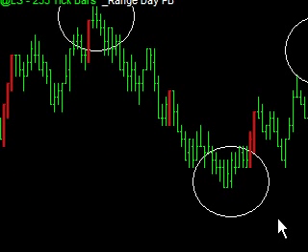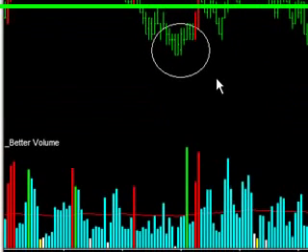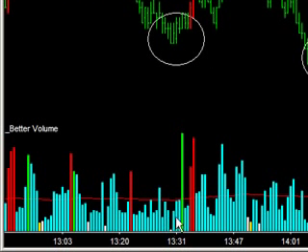So there's three topping moves. Similarly, on the bottoming moves, we get a couple of different patterns that recur quite frequently. One is that we end up with a very low volume bar here. This is a low churn bar, followed by a high churn bar, and then the move starts off with some acceleration and a climax bar to start with.